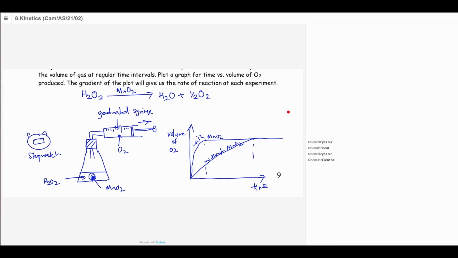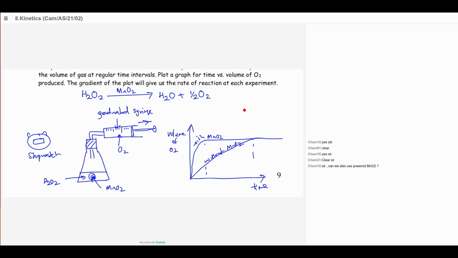We can prove that the manganese dioxide is a catalyst by weighing the catalyst before we start the experiment. You weigh the catalyst, record the mass, and at the end of the experiment, you filter off the catalyst, dry it, and then reweigh it. That will be almost the same mass. So that shows that manganese dioxide is not a reactant, but a catalyst.